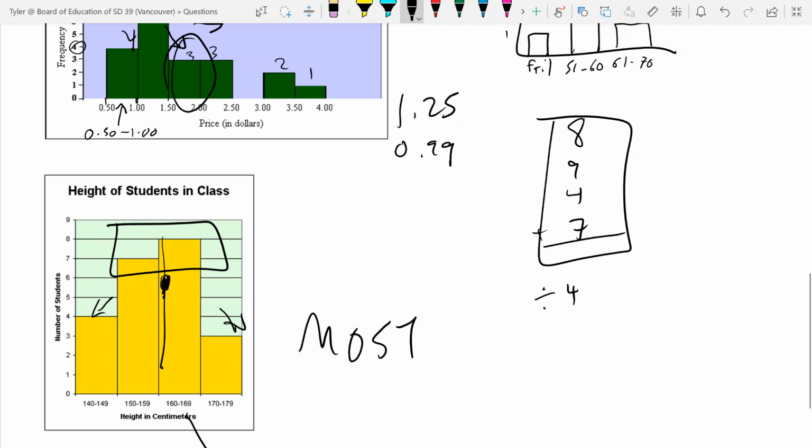So these people, see how it says 8 people? That could be 8 people of 160. Whereas this range, it says it's 7 people. That could be 7 people of 159. Even though those are really close, they ended up being in different bars. So that's one of the downsides of histograms, is that they're a little bit inaccurate. And that's basically it, how to read these 2 types of graphs.